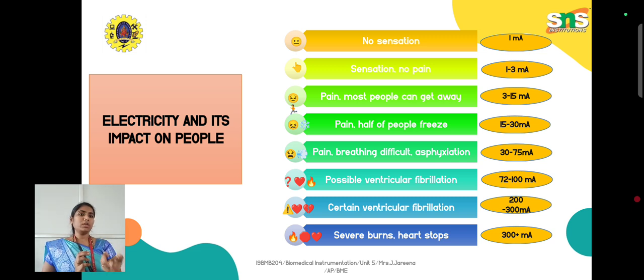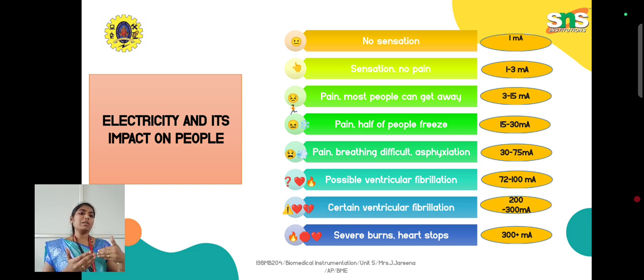And the next one is 15 to 30. Here the people feel the pain and the people will freeze. It means that AC power will hold the people, which prevents the people from letting go. So this is the case. You have to be very careful. That is 15 to 30 milliamperes.